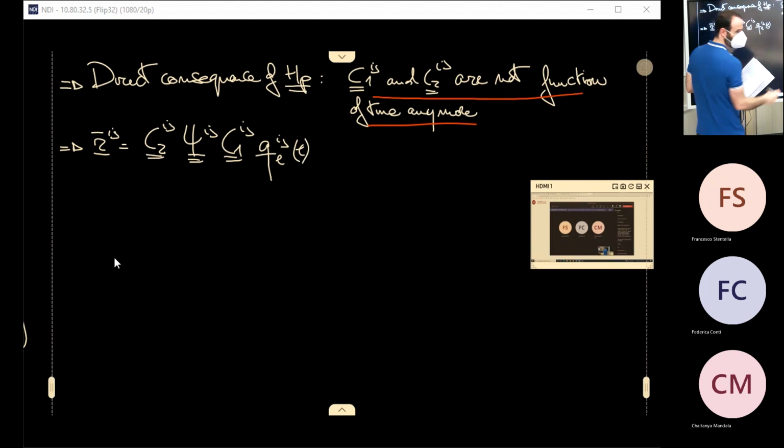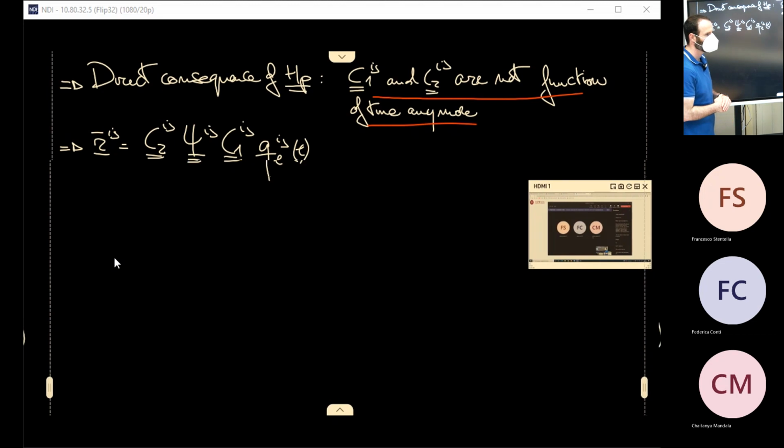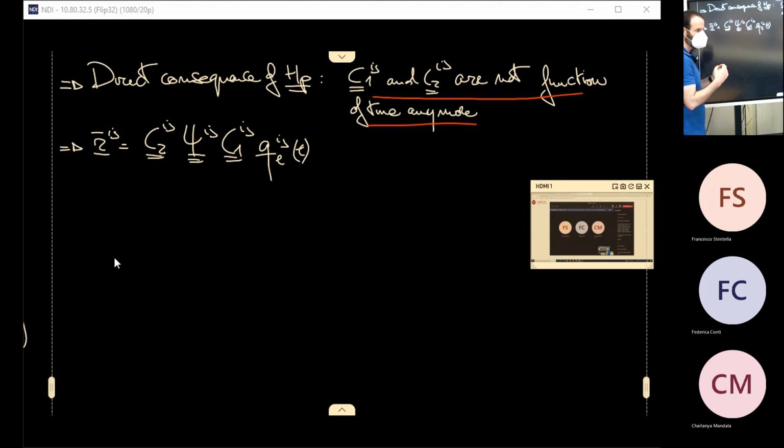This, of course, stays a function of t. Yes? See, so what I'm saying is that basically, the intermediate frame is just a translation of the element frame.